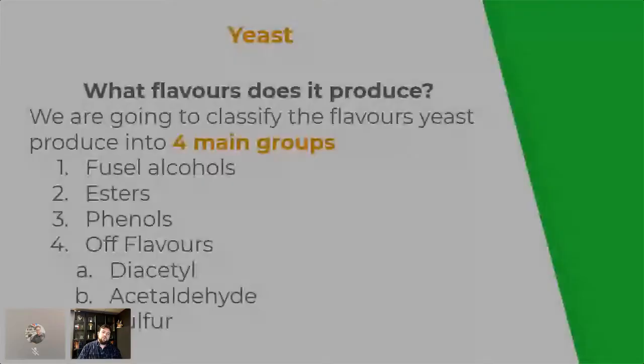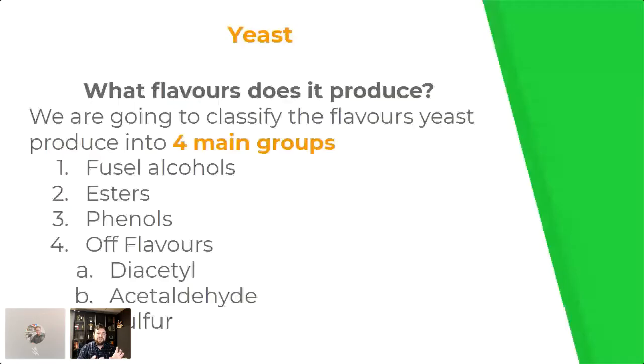Now, we're going to break these different flavor groups, or these different classifications of molecules, into 4 main groups. And those are fusel alcohols, esters, phenols, and then off flavors. Off flavors might seem like a very large topic for us to tackle. However, a lot of the things that we see in fusels and esters and phenols and other things like that, off flavors are very similar to those. So we can kind of cluster them in together at the end.